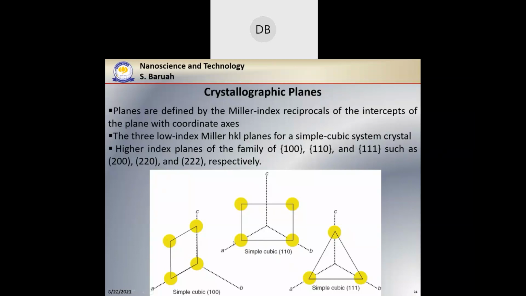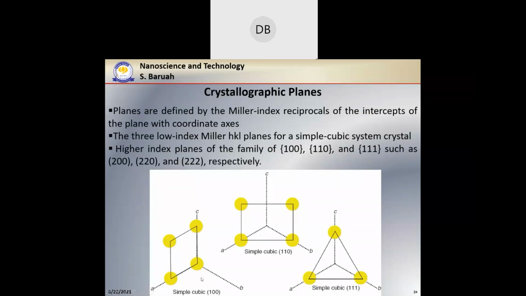So if you take the reciprocal, it is 1 by 1, 1 by 1, and 1 by infinity for this one. So 1 by infinity becomes 0, and 1 by 1 is 1, 1 by 1 is 1. So that's the Miller indices 1, 1, 0, and that plane, we call it the 1, 1, 0 plane. All right, so any other planes parallel to this one, if you can continue drawing more subplanes this way, that way, everywhere parallel to this one, then all of them will be clubbed under the family of 110 planes.